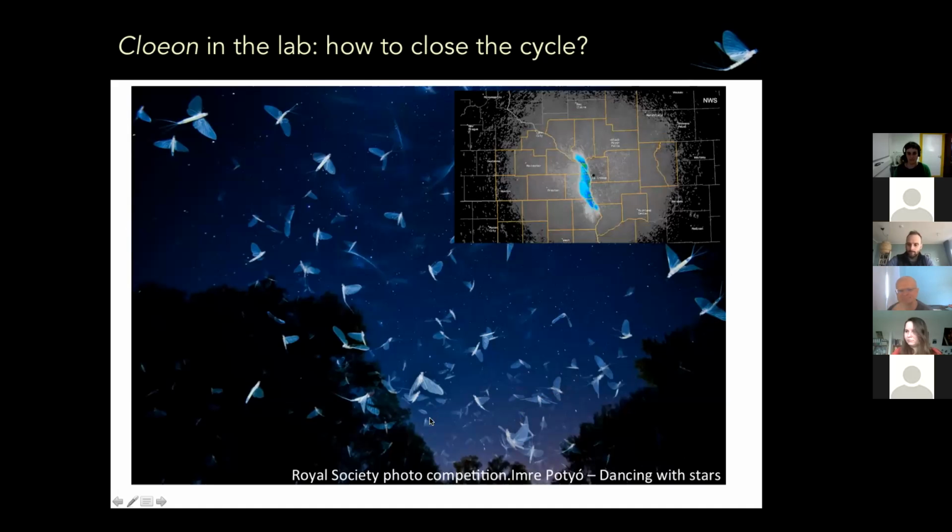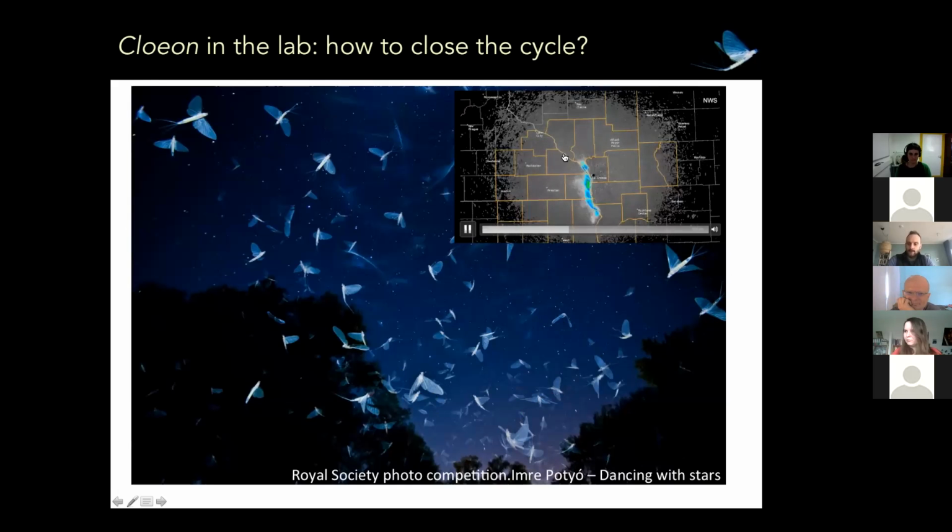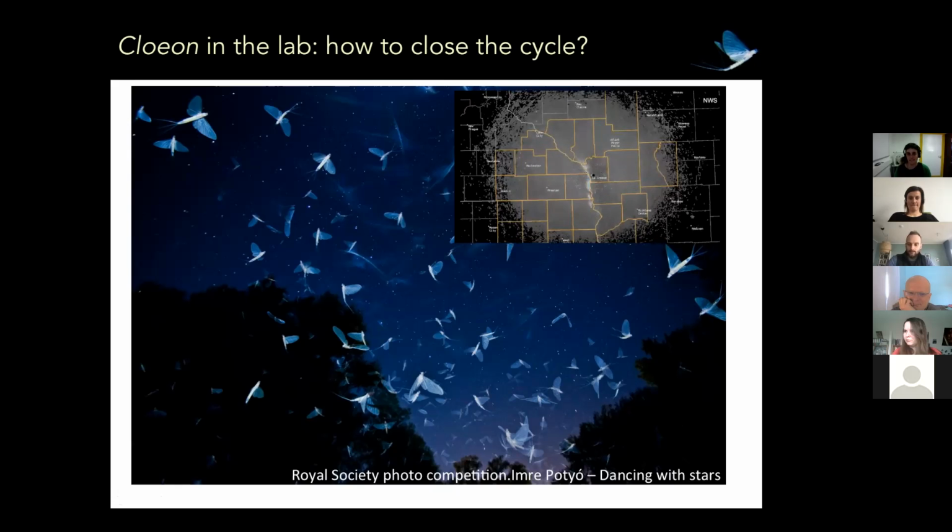This is a very nice picture that won a Royal Society prize several years ago. And this is a video that I took from the internet, showing a weather satellite picking up a swarm of mayflies forming in the Mississippi River in the States. So you can imagine that for us it was a bit difficult to close the cycle, because we didn't have, of course, a space to leave mayflies flying freely in our institute.